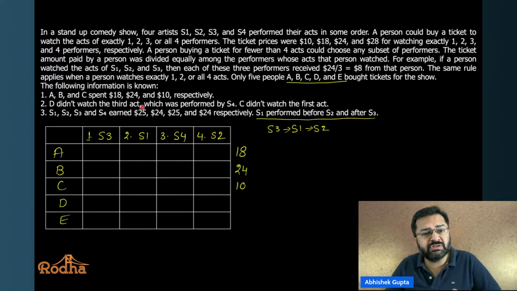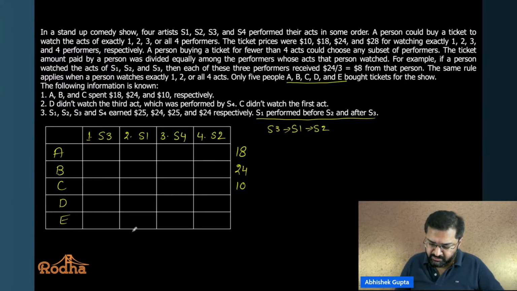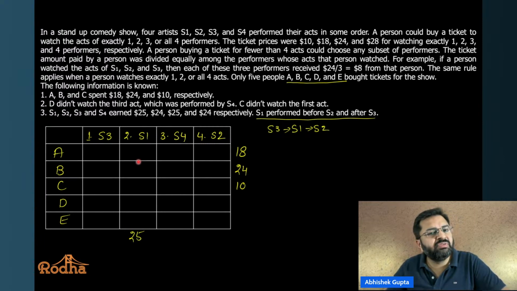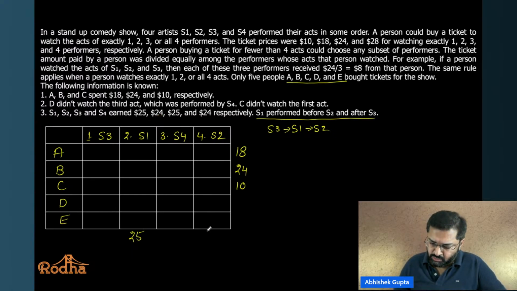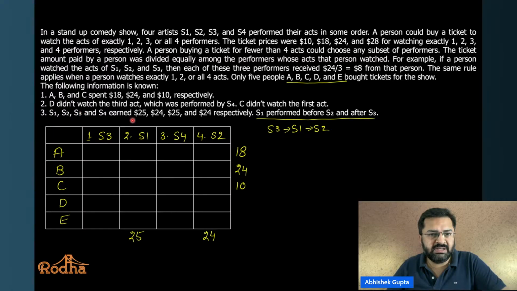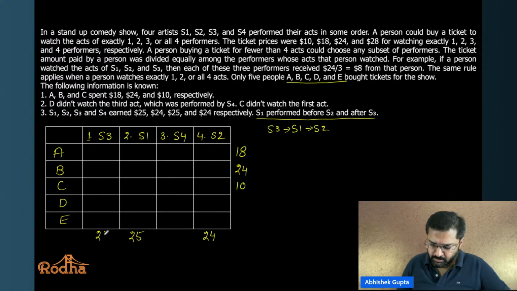But what is the total earning of S1? S1 earned $25. So here it should be 25. So let's write this 25 here. Right, so 25 would be the sum of these cells. A few of these cells would sum up to 25. Likewise, we can write it for S2, S3, S4, all of them. So S2 is this $24. So let's write 24 here. All right. And S3 is 25 again. So this becomes 25. This is S3. And this is S4. S4 is 24. So this is 24.